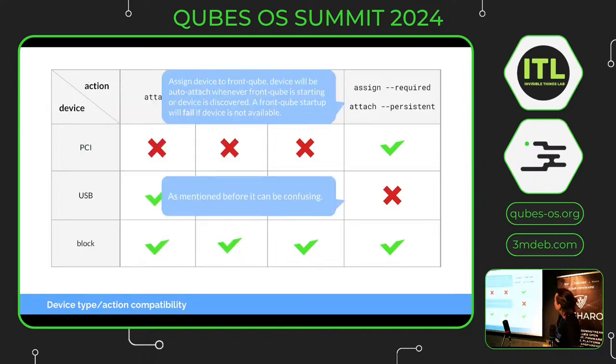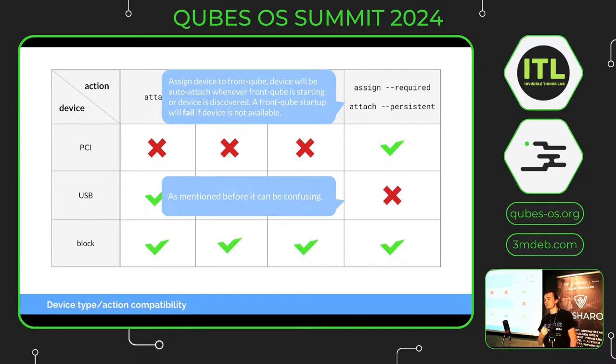And the last option is assign required. This is almost the same as attach persistent. It works in the same way. Moreover, there is an existing alias, attach persistent. For now, it's the same, which is assign required. So it assigns the device as required.